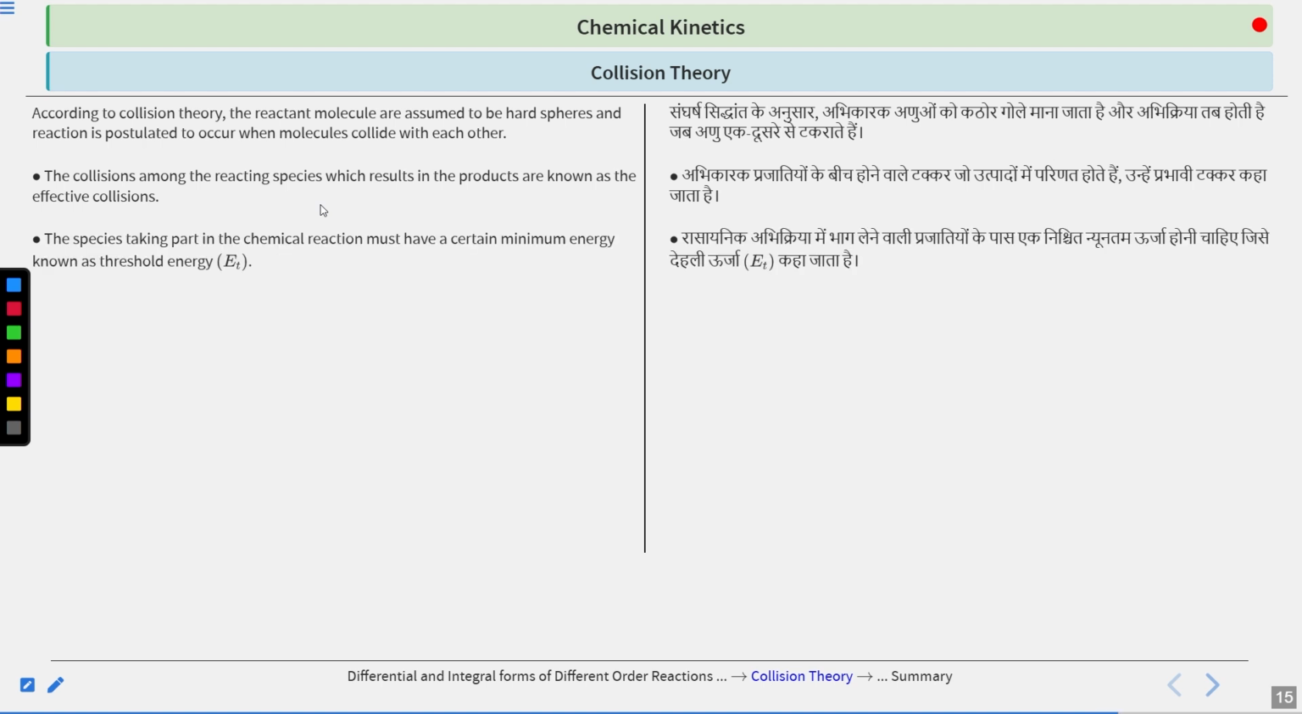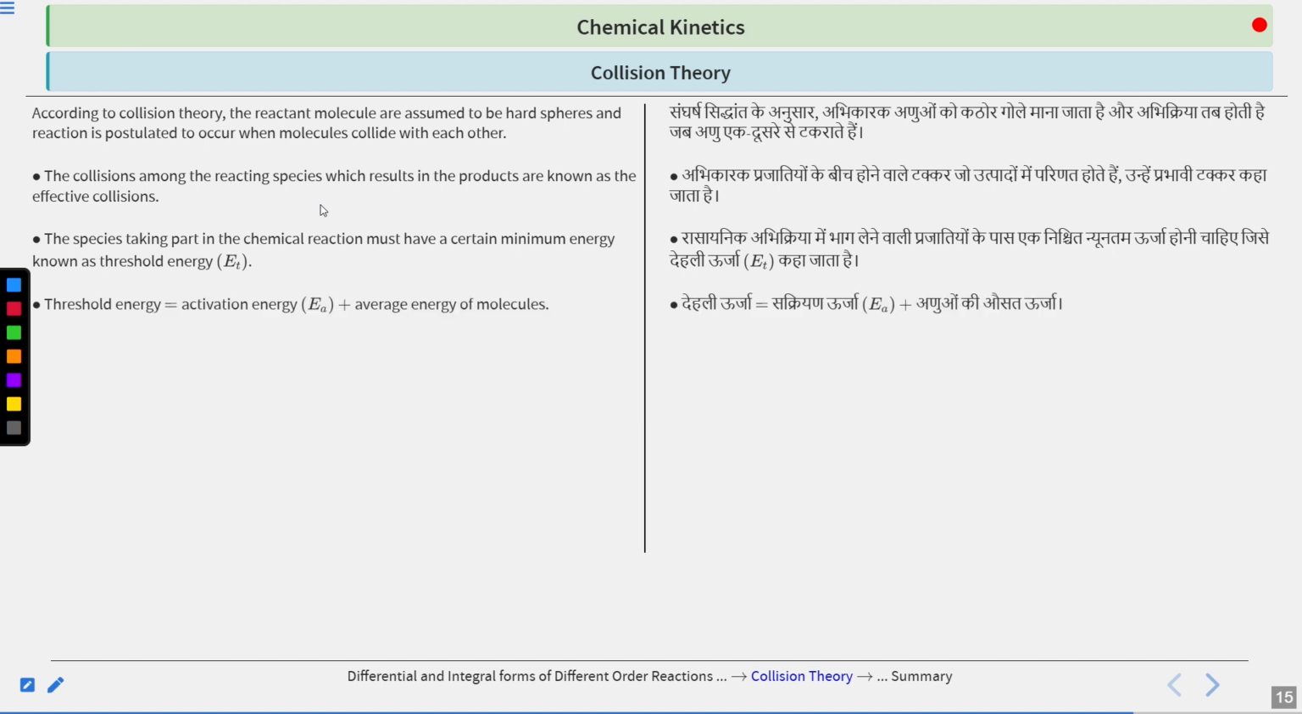Now the species taking part in the chemical reaction must have a certain minimum energy, which is the threshold energy. It is not equal to the activation energy. Do not confuse it with the activation energy. It is the whole energy that is required to reach the transition state. So you can write threshold energy in terms of activation energy: Et is equal to Ea plus delta H, that is the change in enthalpy. See it in that equation, and you can get an idea of what I am saying.